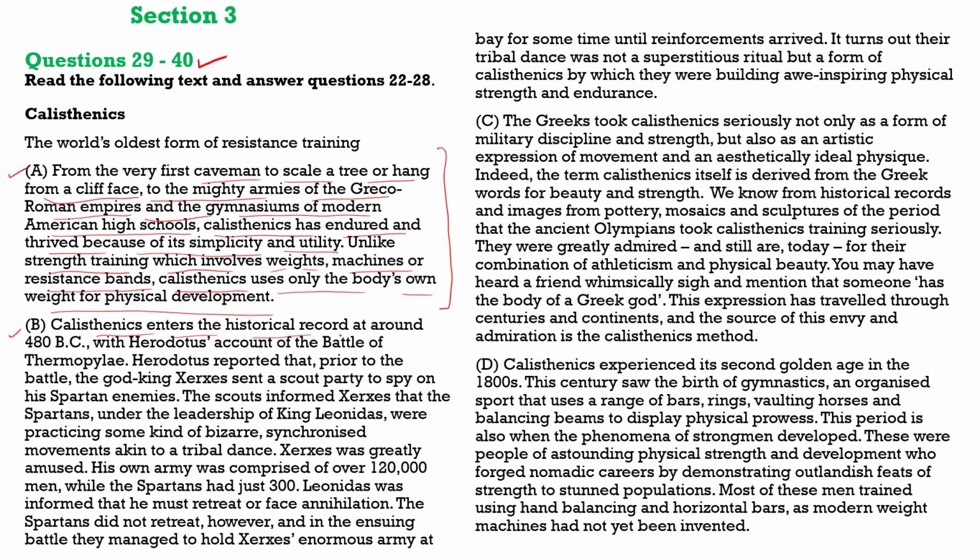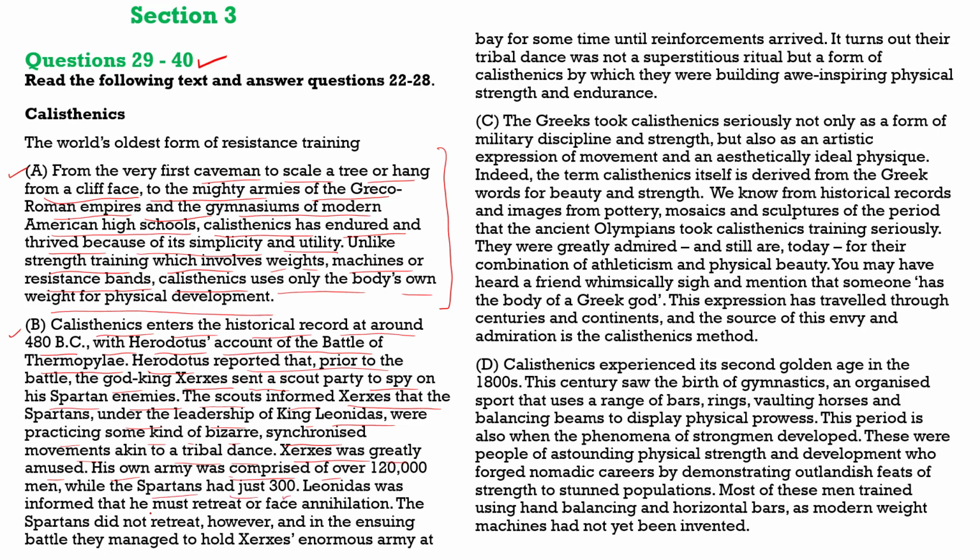Calisthenics enters the historical record at around 480 BC with Herodotus' account of the Battle of Thermopylae. Herodotus reported that prior to the battle, the god king Xerxes sent a scout party to spy on his Spartan enemies. The scouts informed Xerxes that the Spartans under the leadership of King Leonidas were practicing some kind of bizarre, synchronized movements akin to a tribal dance. Xerxes was greatly amused. His own army was comprised of over 120,000 men, while the Spartans had just 300.